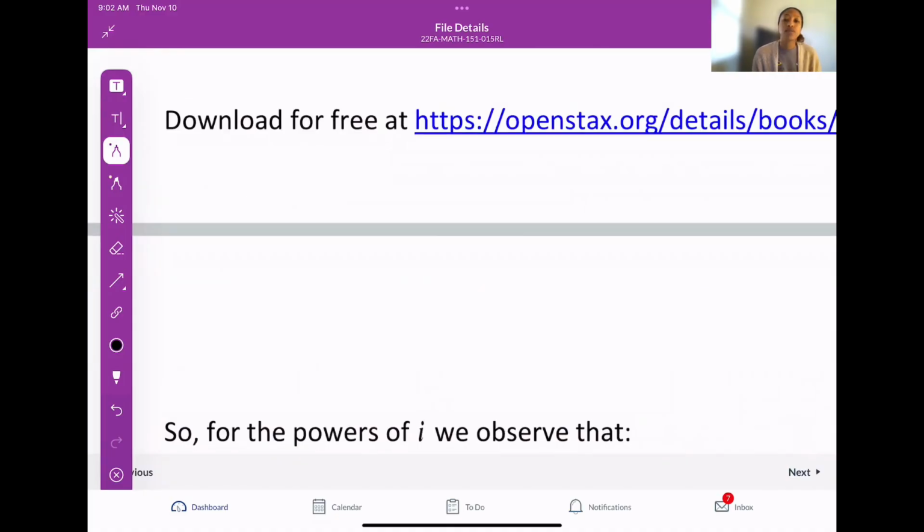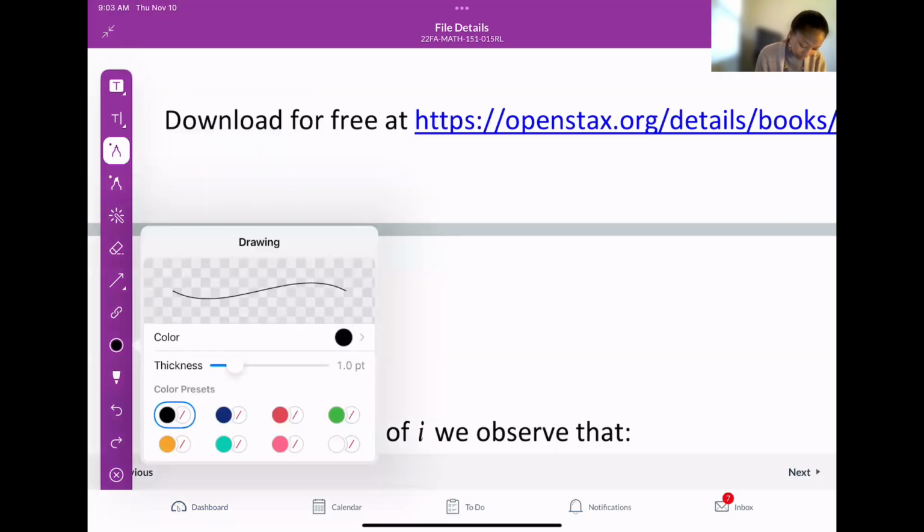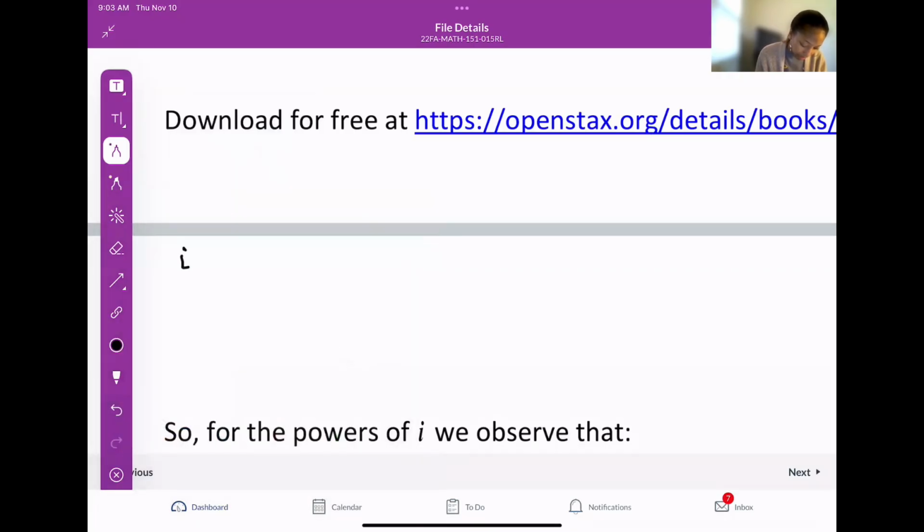Let's think about what happens when we raise i to different powers. We know that i is equal to the square root of negative 1. And we know i squared then would be equal to negative 1. Let me move that down here. i equals the square root of negative 1. Then i squared would be equal to negative 1. Great. What is i cubed?